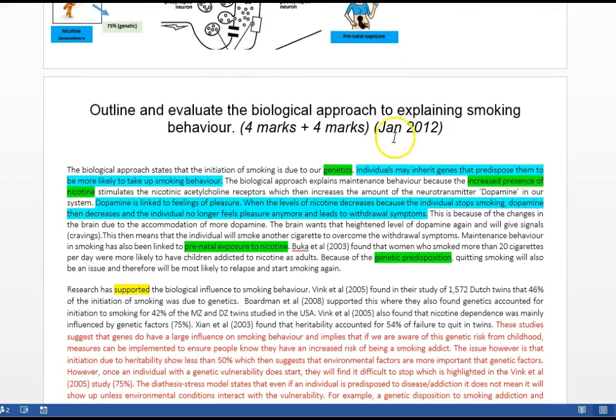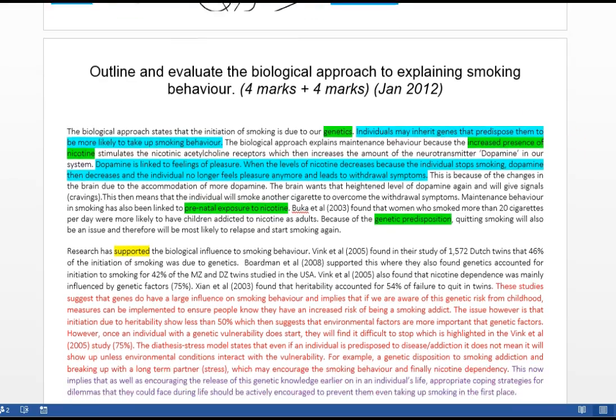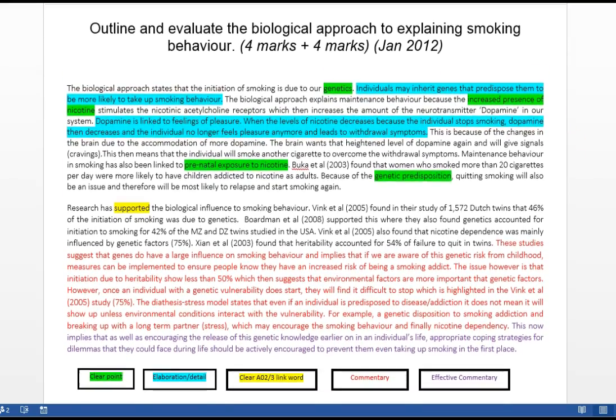So this is just an example question. This question was asked in January 2012, and it hasn't been asked since. So a biological approach explaining smoking behavior could be asked again. It could be asked about smoking behavior or gambling behavior. And what I've done here is just an example answer with a key.